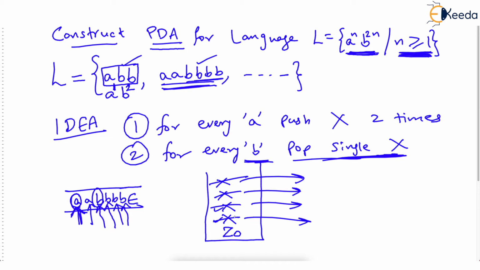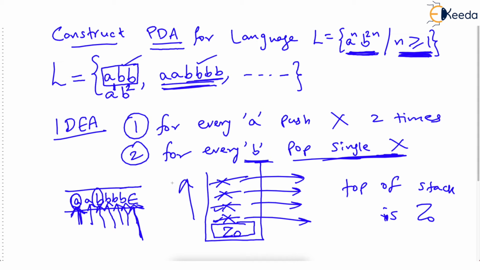So what you now observe is, as soon as we reach epsilon, just check, epsilon means the end of the string. When we reach this epsilon, the stack is then containing only Z0 on the top. Top of the stack is Z0. That means whatever you pushed, exactly that much you have popped. This proves that the number of a's was half the number of b's, or the number of b's was double the number of a's.